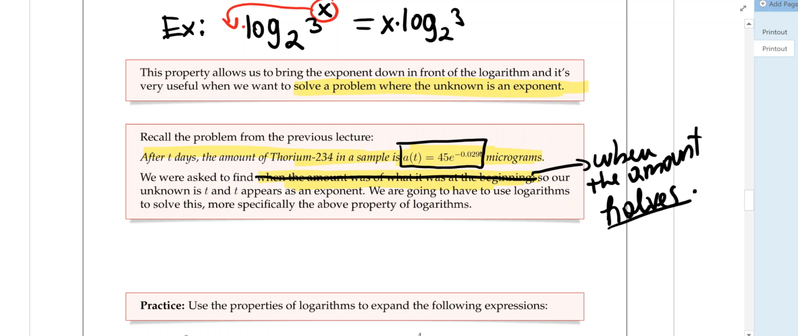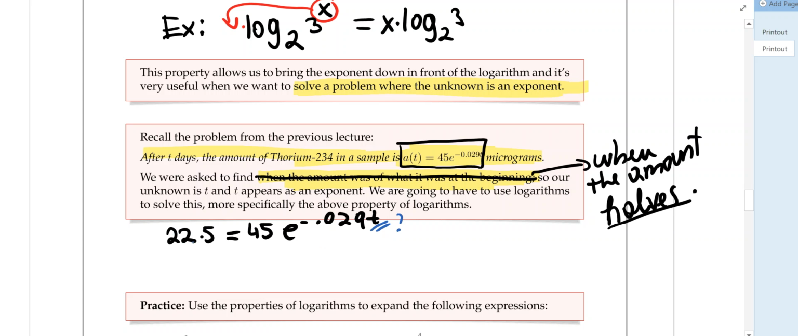So when, that means that we need to solve for t, and notice that t is an exponent. So how do we solve that when it's an exponent? We're going to have to rely on logs. So I'm asked to find when it halves. So half of 45 is going to be 22.5 equals 45 e to the negative 0.029 t. So I'm asked to solve for when, so I'm asked to solve for t. When, for what t is the amount equal to 22.5?